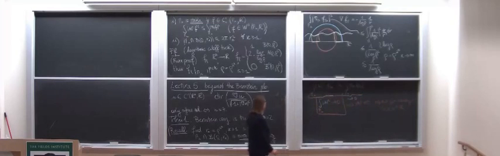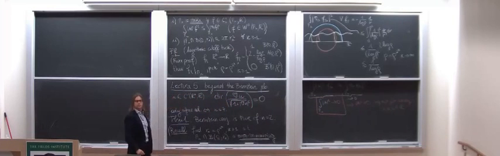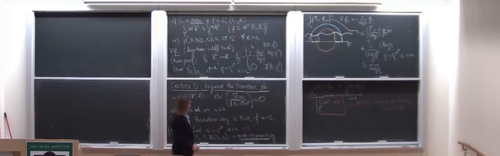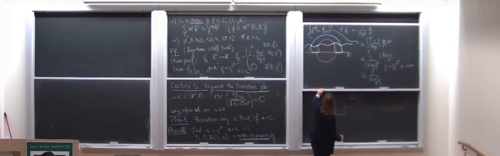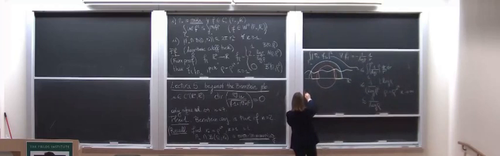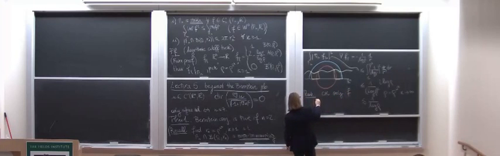Okay, so why is this a fake proof? What is the problem here? Well, the remark is that, like I wrote it here, this is okay only if I knew a priori a gradient bound.